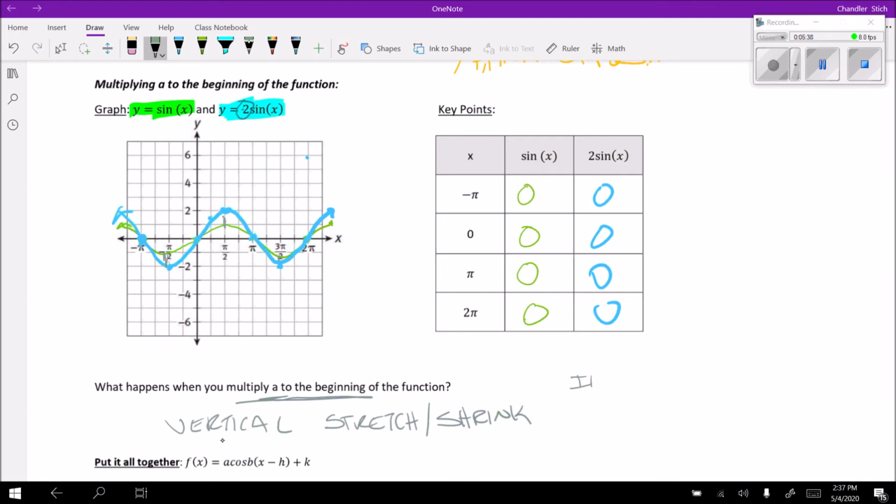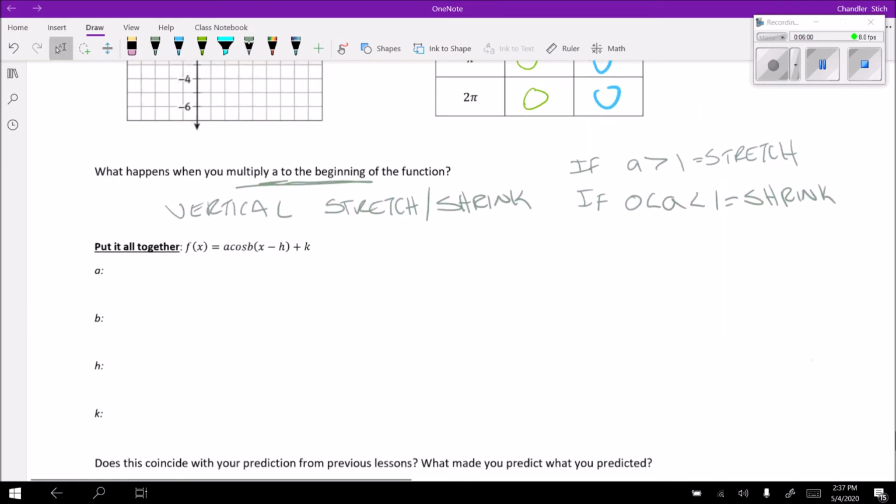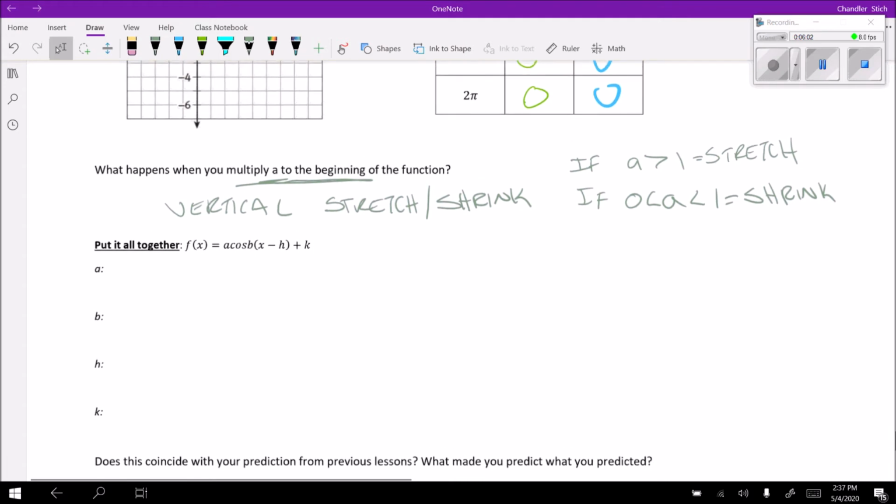So we have this: if a is greater than 1, you have a stretch. If a is between 0 and 1, so a fraction, you have a shrink. Okay. Let's put it all together. Let's talk about everything. We just talked about a. So where was this? This was a vertical stretch or shrink. Okay, and then obviously that's in there as well.